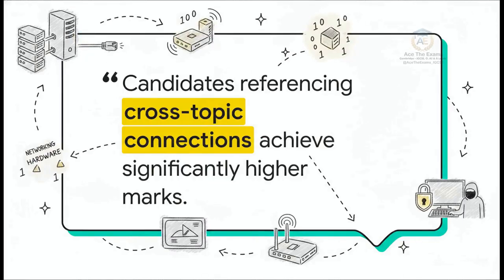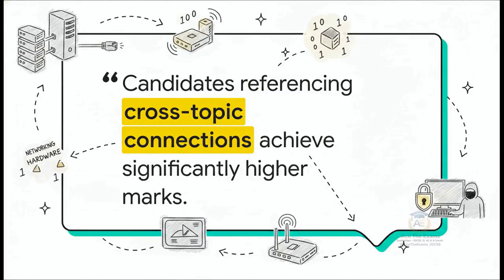I want to share a massive secret with you pulled straight from a principal examiner report. They explicitly state, and I quote, "Candidates referencing cross-topic connections achieve significantly higher marks." What does this actually mean for you? It means top-performing students, the ones securing those A stars, don't view CSMA/CD in a vacuum. They don't treat it as an isolated chapter. Instead, they seamlessly connect it to networking hardware, to binary representations, to data security, and to network topologies.